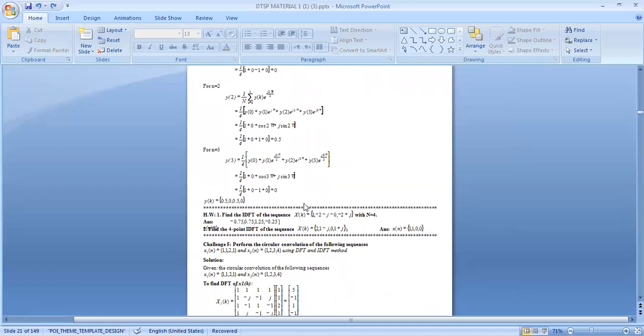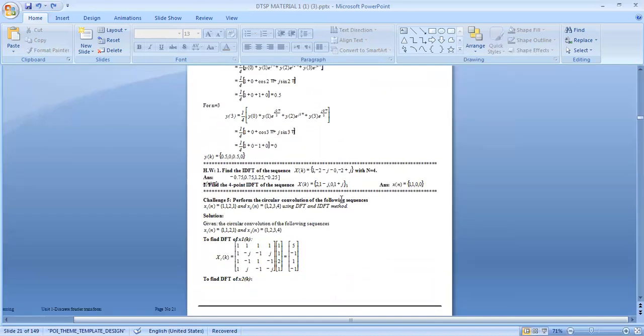Okay. Last thing is how we'll be performing circular convolution of the sequences using the DFT and IDFT method. Okay, so we know what convolution is. Convolution means multiplication of two sequences. So when we have over here x1 of n and x2 of n, okay, this is the standard thing. We have to multiply this factor with this value in order to get the DFT of x1 of k.